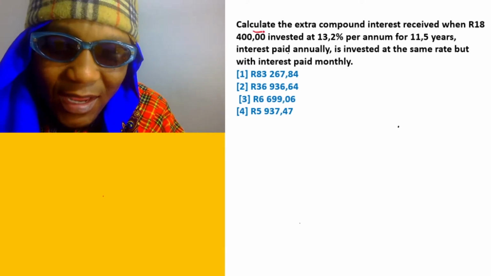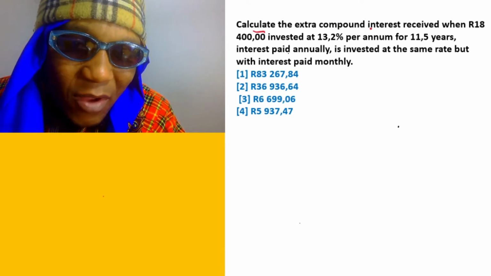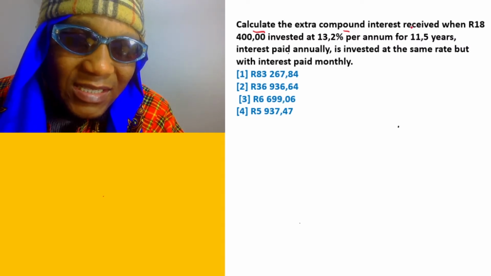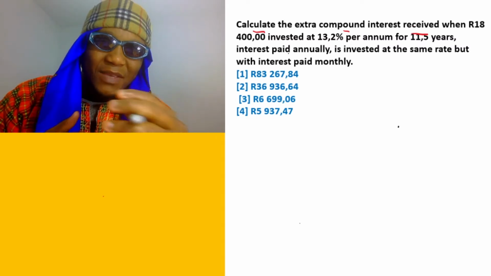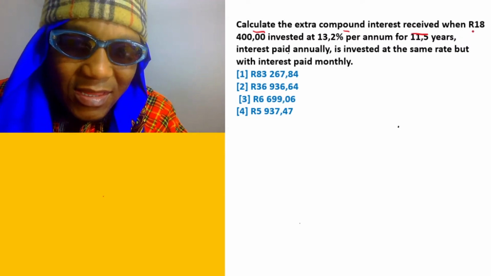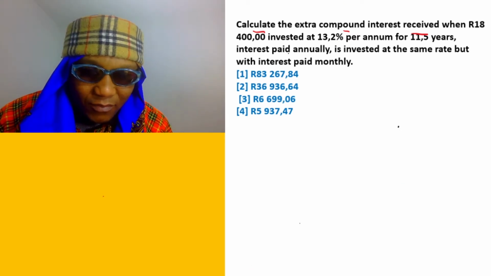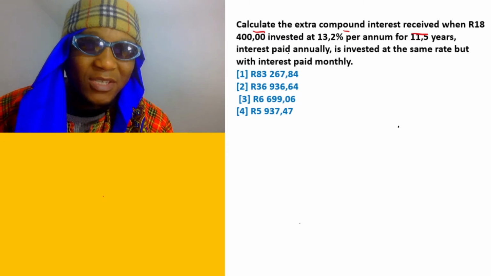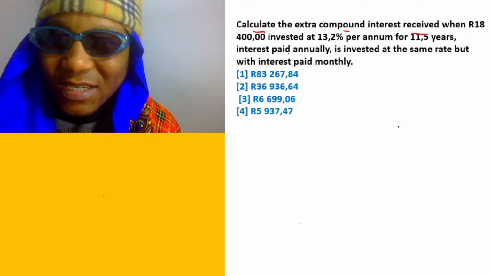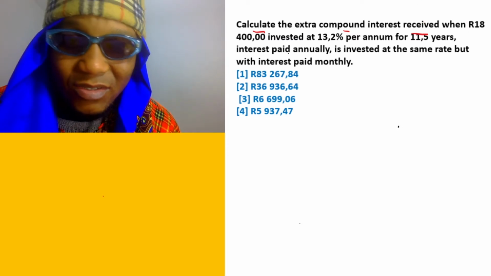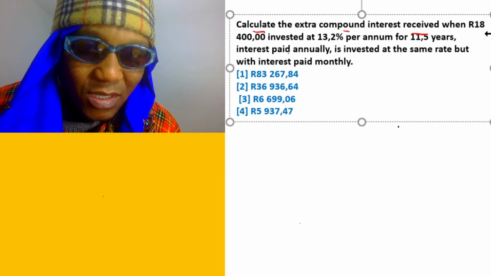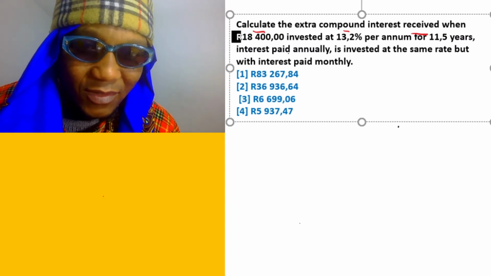So the question says calculate the extra compound interest received. I want to get something extra when this amount is clearly visible. I don't like when the amount is split like that. At first, when I did this question, it really confused me because I took 400 instead of 180. Okay, let's do this. Yeah, like that.